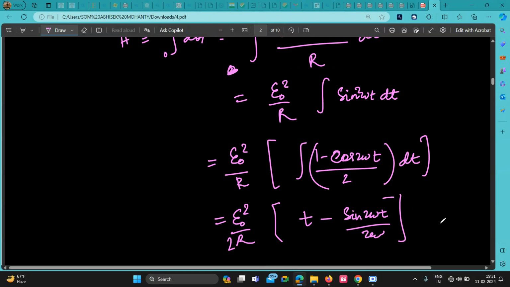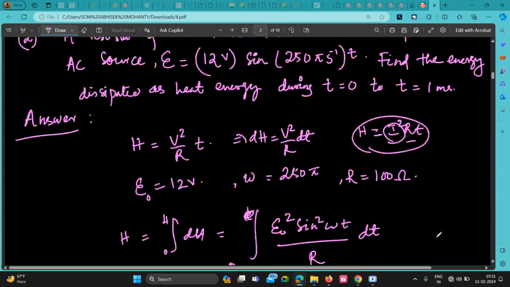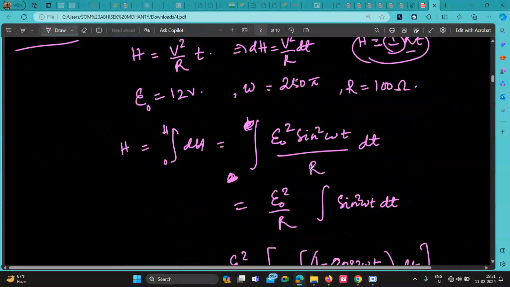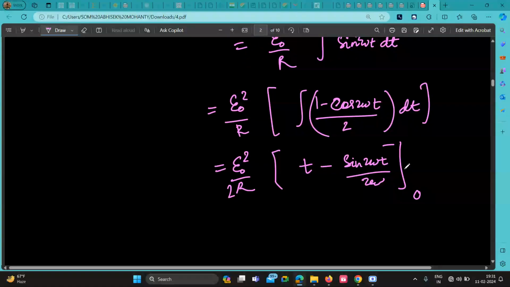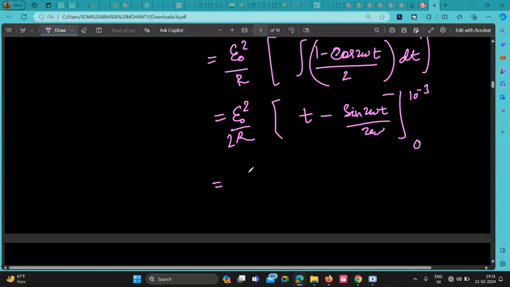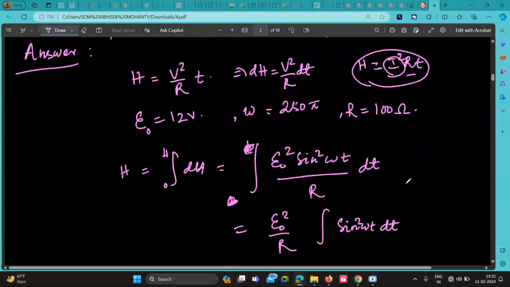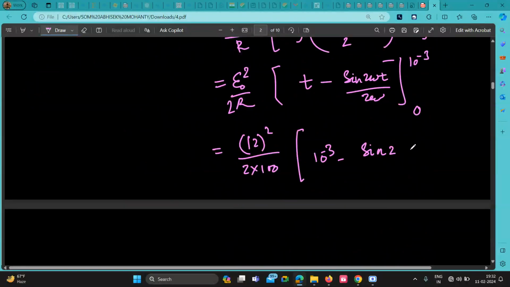Now what should you do? 0 to t. What is the time you are given? t from 0 to 1 millisecond. So put 0 to 1 millisecond, which is 10 to the minus 3 seconds. E naught is how much? 12. So 12 square by 2 into R, R is 100, divided by, this will be 10 to the minus 3 minus sine 2 omega t. Omega is how much again? Omega is 250 pi, so 250 pi into t, 10 to the minus 3, divided by 2 into 250 pi.